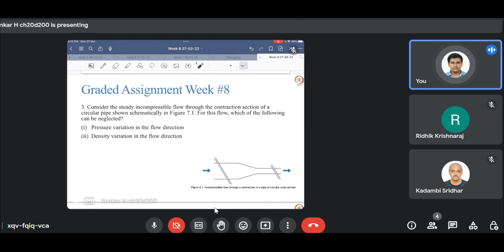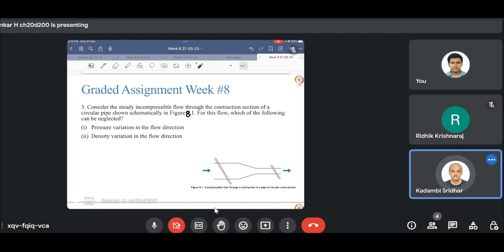Alright, moving on to the next question. Consider the steady incompressible flow through the contraction section of a circular pipe, shown in the figure. Okay, this is not 7.1, this is 8.1. For this flow, which of the following can be neglected? First one, pressure variation in the flow direction. Second one, density variation in the flow direction. Anyone from the audience would like to answer? It's a very straightforward question.